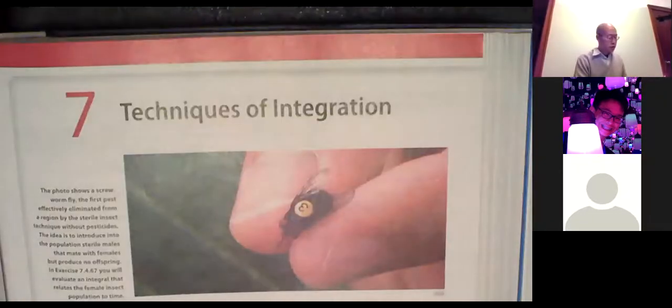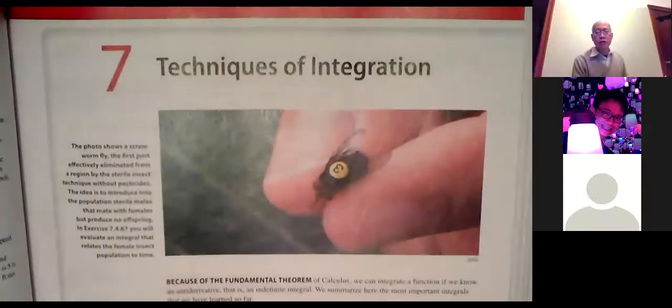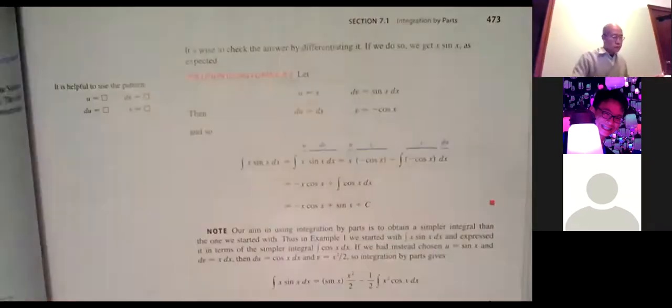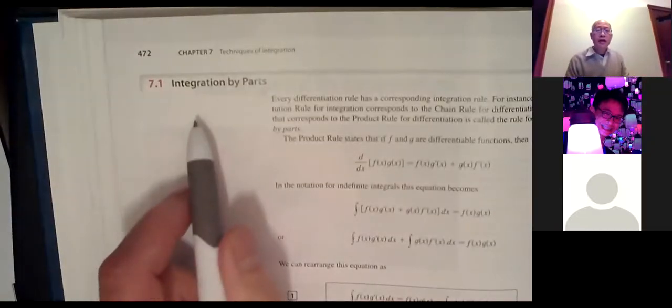Techniques of integration. This chapter is integration, integration, and more integration. Okay, lots and lots of integration.